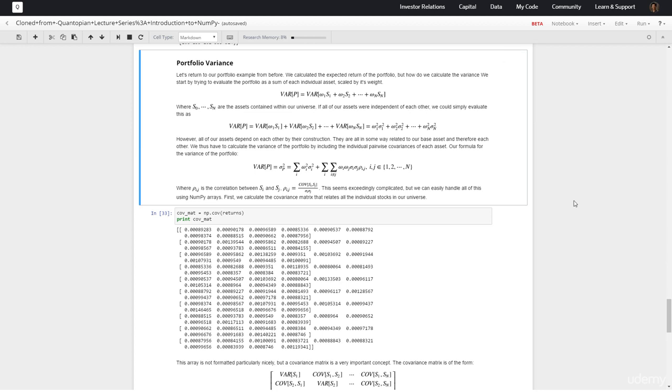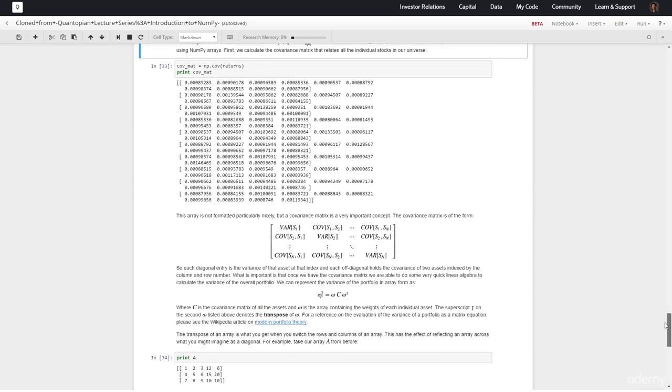This seems exceedingly complicated, but we can easily handle all of this with NumPy by using NumPy arrays. Rather than going into the details of how to derive that, which is not the point of this exercise, just remember this is how you calculate the variance, and we just use a NumPy array to calculate this. So first we calculate the covariance matrix that relates all of the individual stocks in our universe. Let's go into the code itself. How do we calculate the covariance?